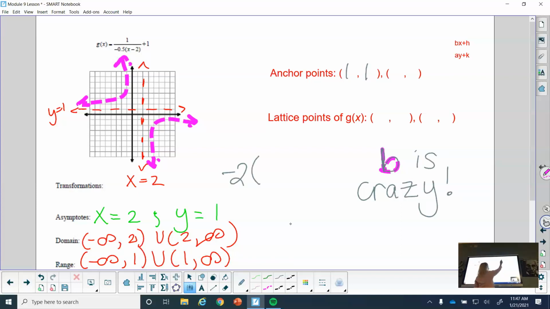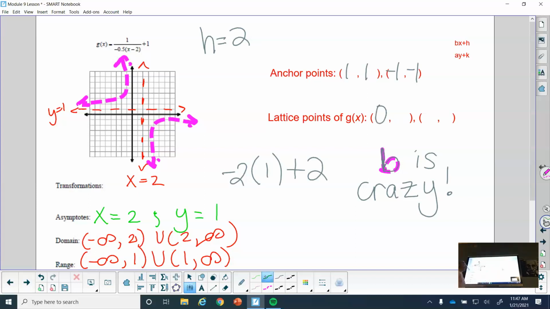Remember, our anchor points are (1, 1) and (-1, -1). I'll go ahead and do the positive anchor points first. It is going to be a negative 2 times a 1. And what is the H value here? How many units did it move to the right? So it's going to be negative 2 times the original anchor point plus 2. That's your brand new x coordinate. So my brand new x coordinate is 0.